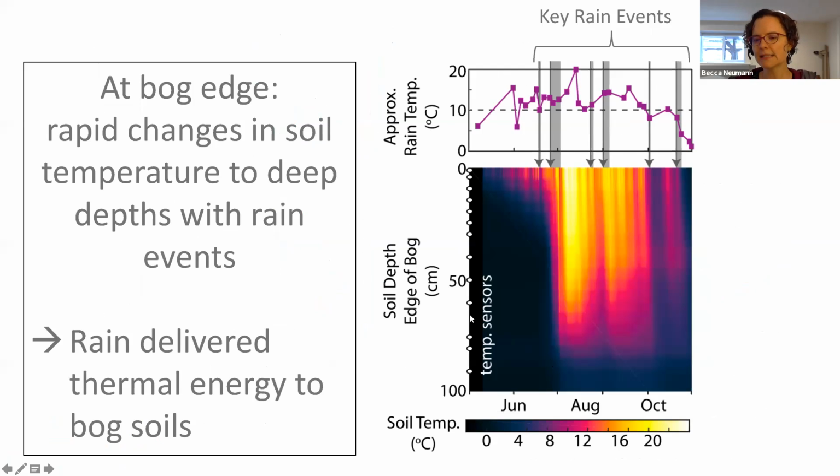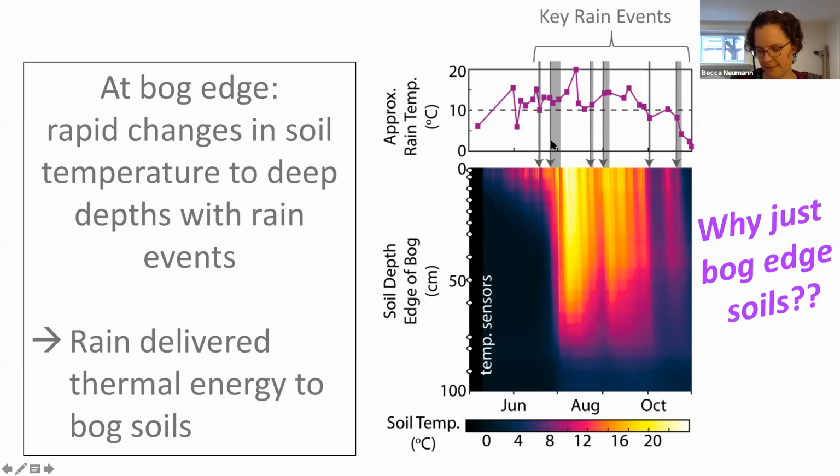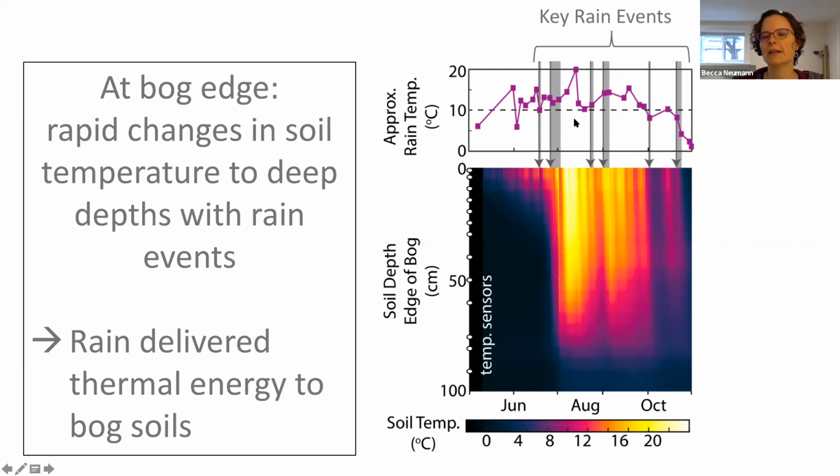So this color plot here is soil temperature based on the color bar as a function of depth and then over time. And then the top panel here, these squares show rain events and the approximate temperature of that rain when it fell. So to a first approximation, rain has the same temperature as air. And then these black arrows are just denoting key rain events. These are rain events where more rain fell, and the gray bar is showing the duration of those rain events.